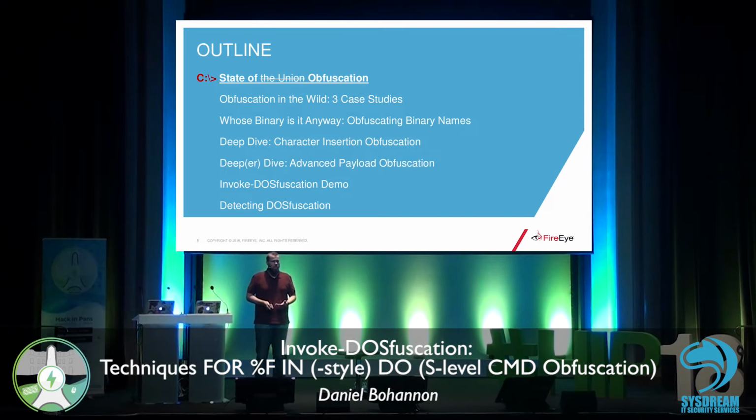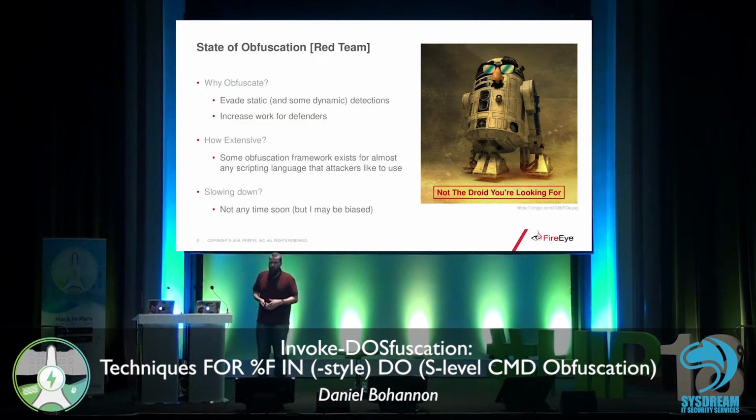So first, the state of obfuscation. From the red team's perspective, obfuscation is great. It's a cheap way to evade a lot of rigid detections. You don't have to change the core of your payload. If you're not being detected based on heuristics, but off of the syntax of the payload or the command itself, then obfuscation is a great way to evade those kinds of detection techniques. And there's an obfuscation framework for free for almost any language you can think of. Even though I may be biased, I don't really see it slowing down anytime soon.